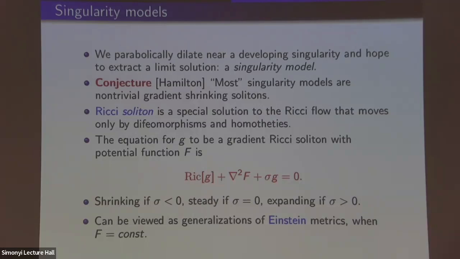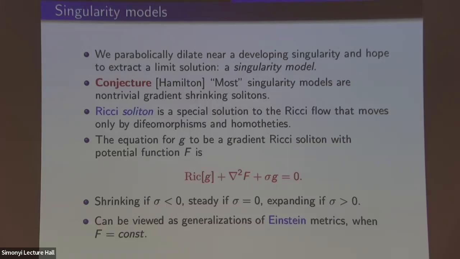So the gradient Ricci soliton is the one that satisfies the equation: Ricci curvature plus the Hessian of some function f, which is called the potential function, plus sigma times g is equal to 0, where sigma is just a number. If this sigma is less than 0, then you have shrinking solitons. If it's equal to 0, they're called steady. And if it's bigger than 0, they're called expanding.